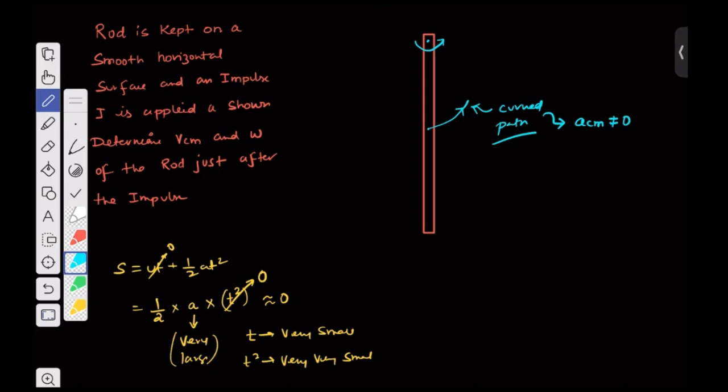But since we are applying a force which must cause rotation, the only way it is possible for the center of the mass to continue moving in a straight line just after the impulse is if the rod rotates about the center of the mass only. I hope you understand that point, why the rod must rotate about the center of the mass. This is an unhinged rod placed on a smooth horizontal surface. All of you are getting this small point, or not? That just after applying an impulse, this rod, in case it rotates, must be rotating about the center of the mass.